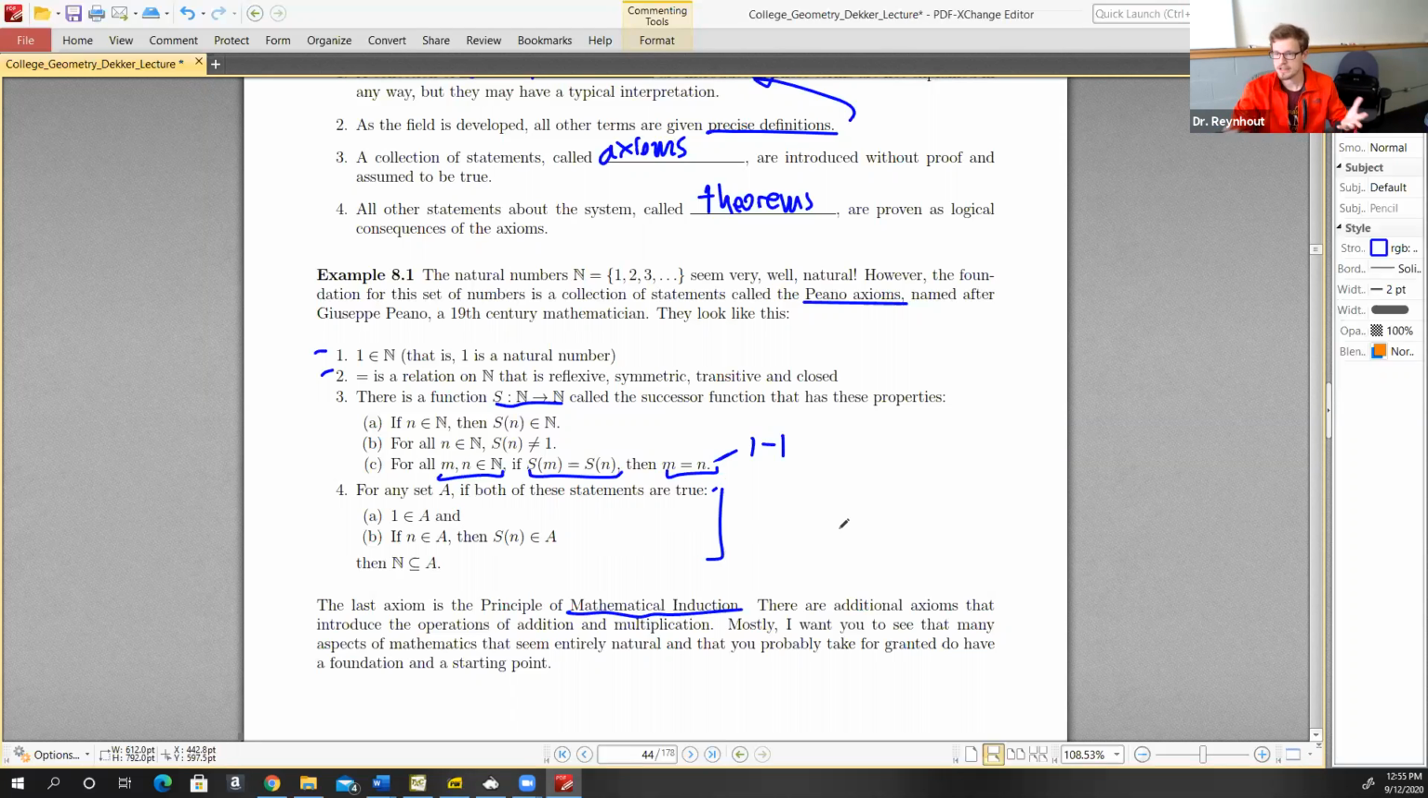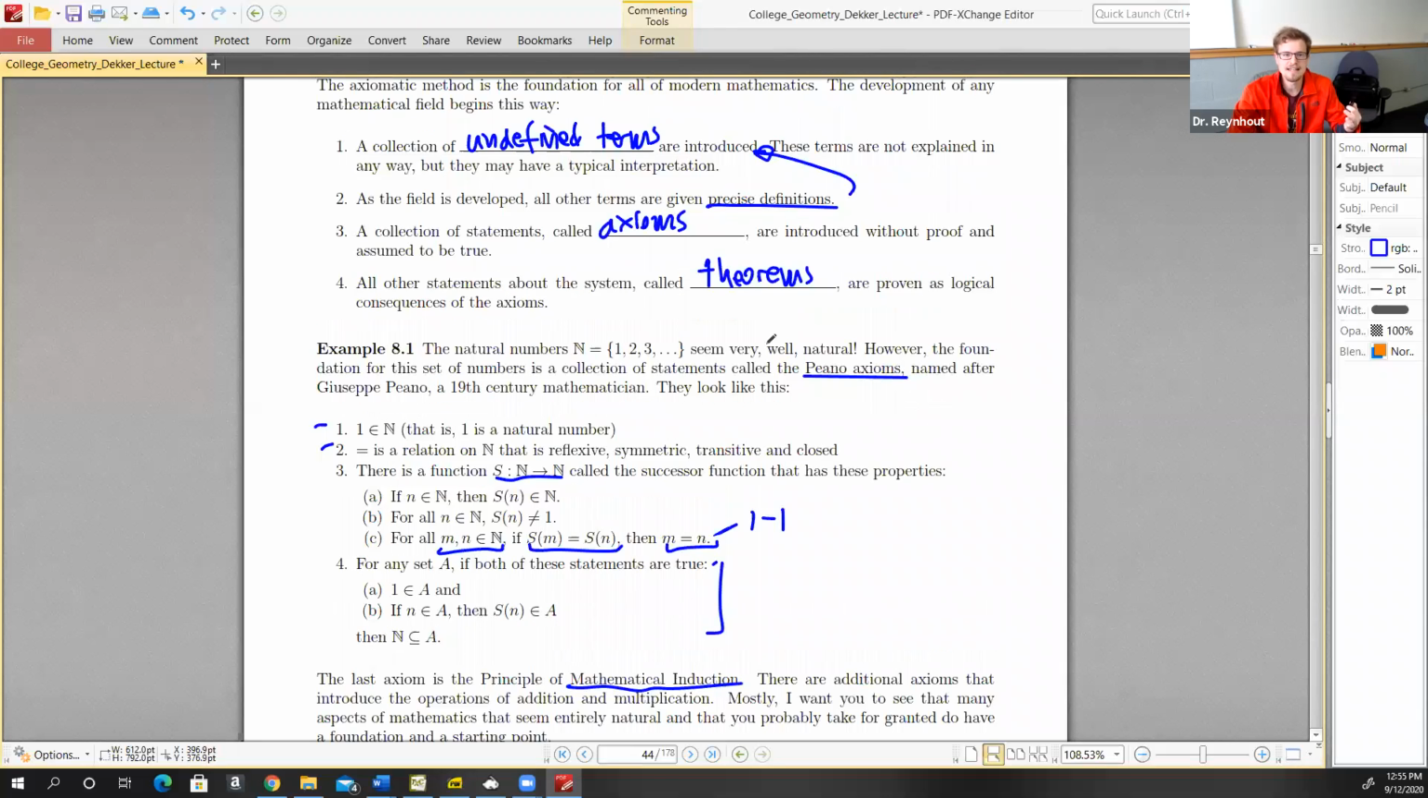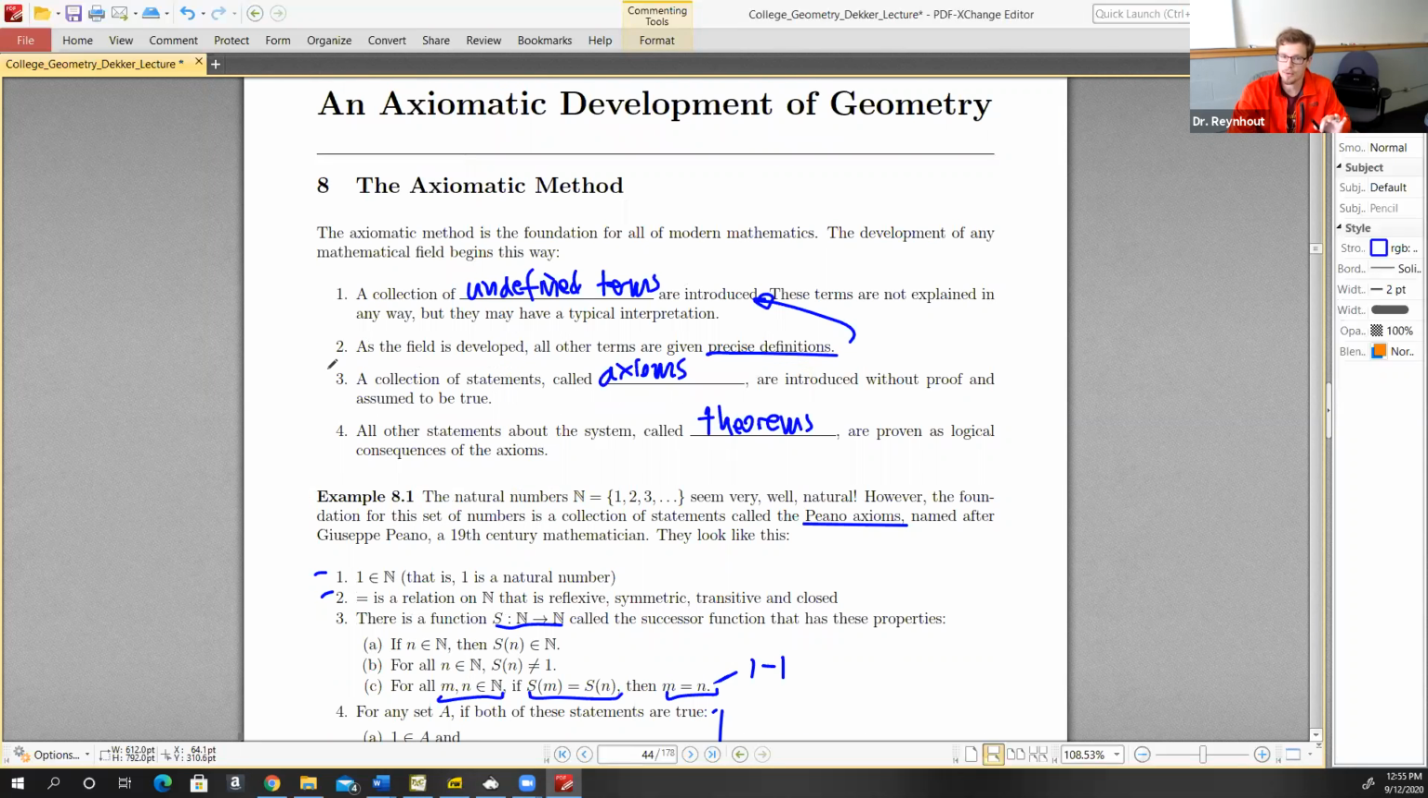There are additional axioms that introduce operations such as addition and multiplication. Awesome. But the point is that we're familiar with the natural numbers, but we're not familiar with all of these axioms. So even the things that we are familiar with do have the underlying axioms and theorems that can be proven based on those axioms. All right, so that's where we want to begin with this section. This is the basic idea of how modern mathematics is developed.